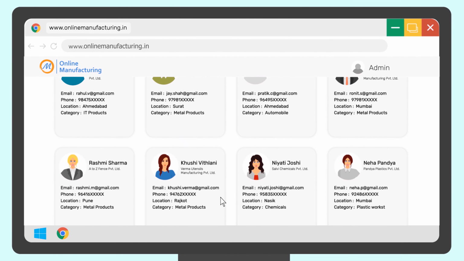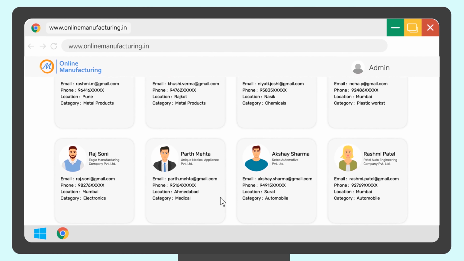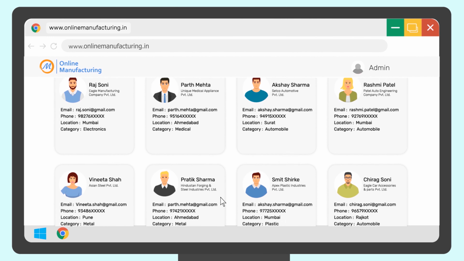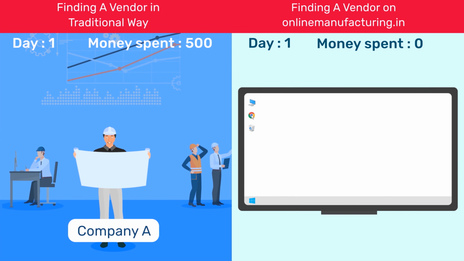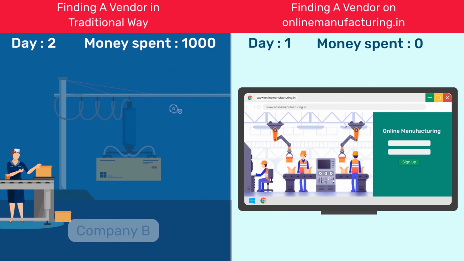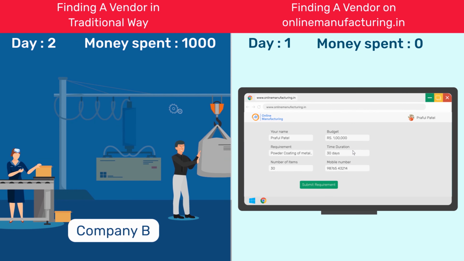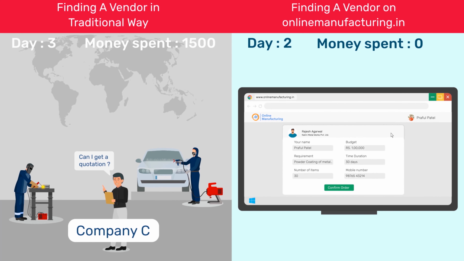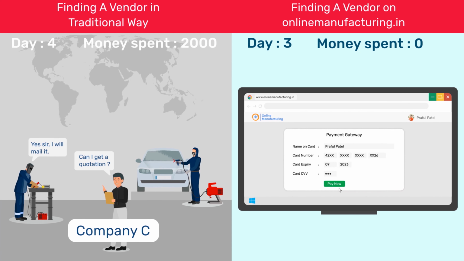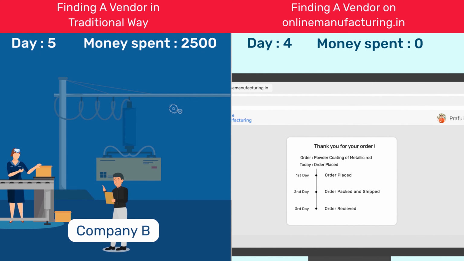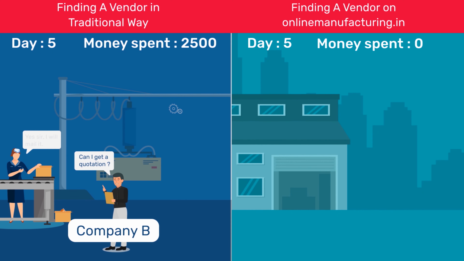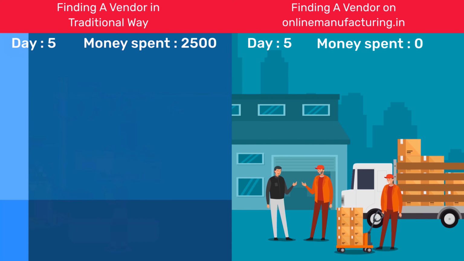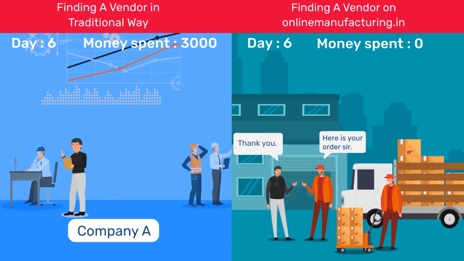The major advantage of onlinemanufacturing.in is that we have already populated our platform with pre-screened and verified vendors who match your product requirement requests. And since you find vendors directly on the platform, it will save you a lot on resources, time and energy in finding and evaluating the right vendors without visiting each and every vendor physically. And the benefit is that it will increase your production by decreasing the total manufacturing time duration of your product.